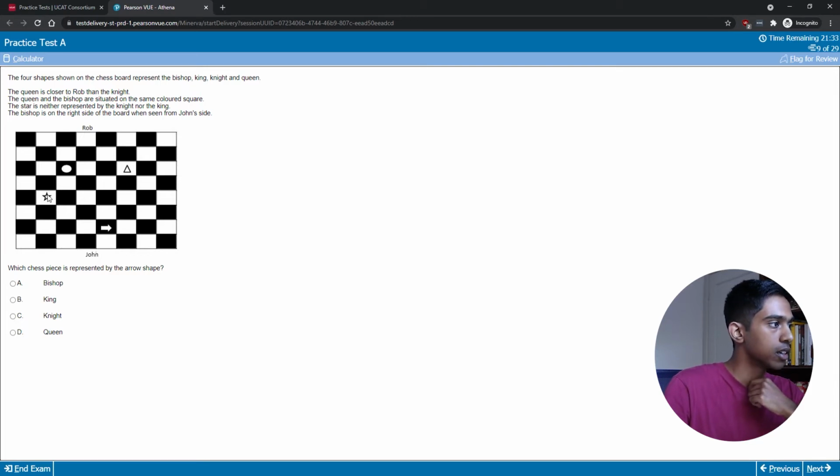So, because we know the queen and the bishop are on the same square, and the knight and the king are not on the star, then it must be the queen and the bishop here in either of these two. The bishop is on the right side of the board when seen from John's side. So this must be the bishop. This must be the queen. And the queen is closer to Rob than the knight, so this must be the knight. So the arrow is the knight.